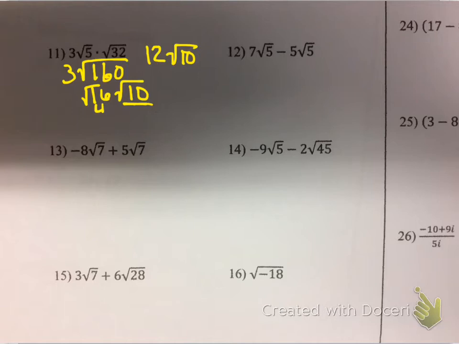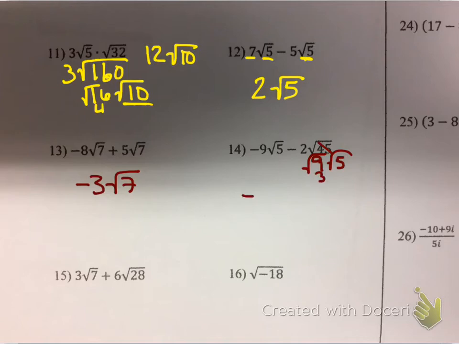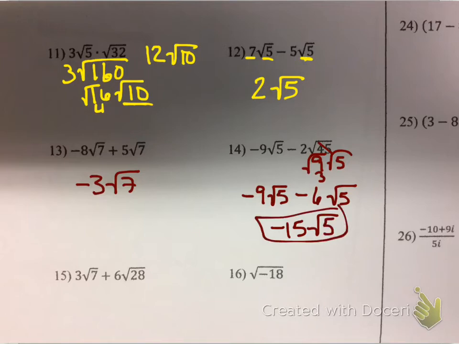Now I'm going to add or subtract here because these are the same. The square root of 5, I can say 7 minus 5 is 2 square root of 5. Negative 8, I'm sorry, plus 5 gives me negative 3 square root of 7. Negative 9, okay, this one, notice, these are not the same, so now I need to simplify this 45. That's 9 and 5. And the square root of 9 is 3. 3 times 2 is 6. So now I'm actually saying negative 9 square root of 5 minus 6 square root of 5. Negative 9 minus 6 is negative 15 square root of 5. So those can be kind of easy like that.